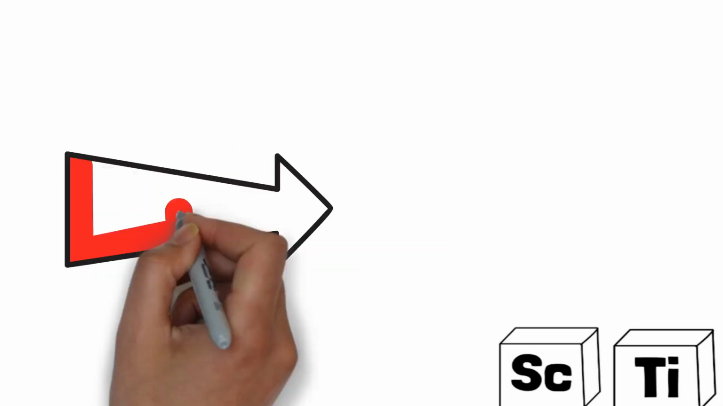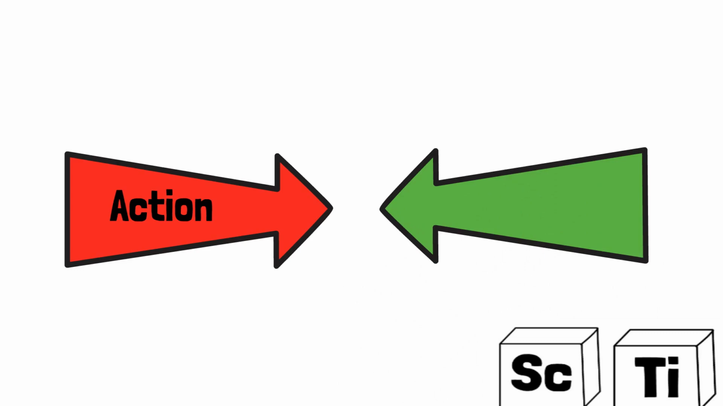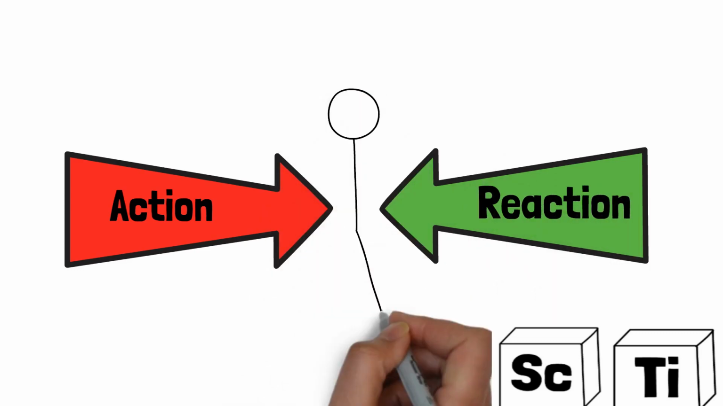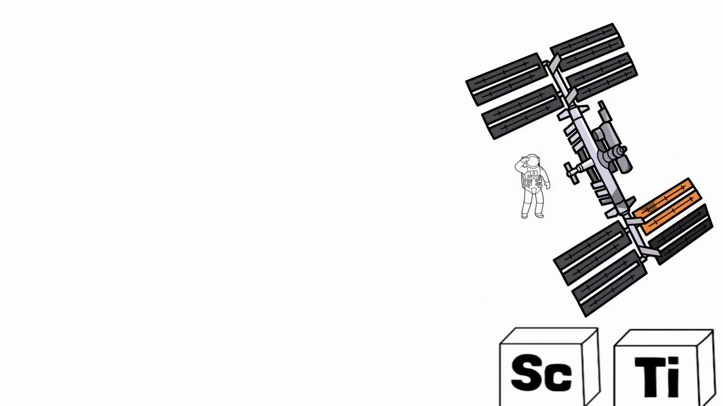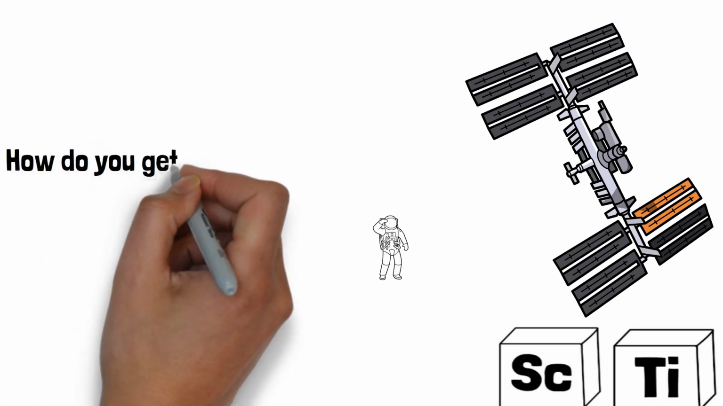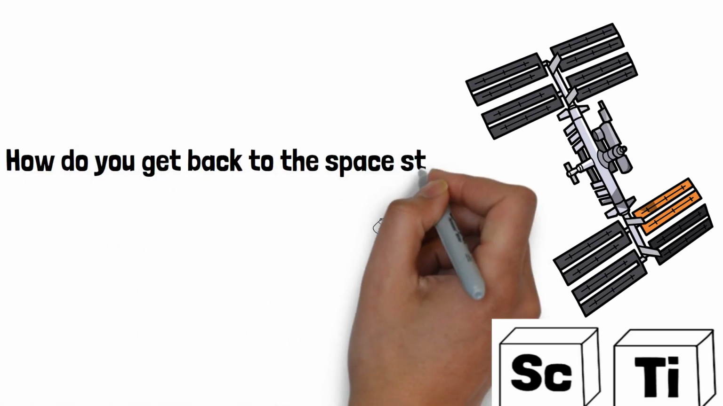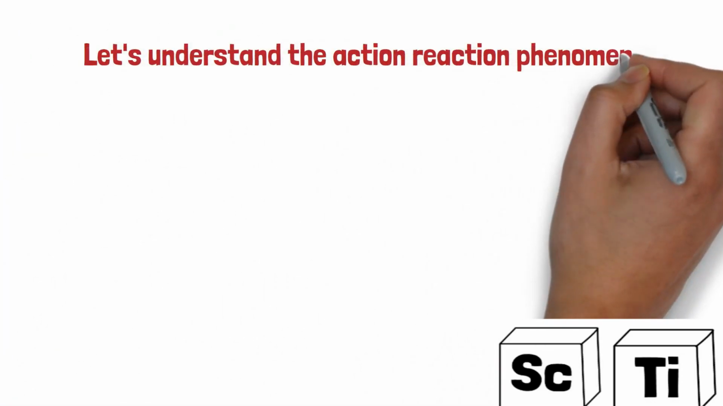We all know about the action reaction phenomena, but have you ever wondered what's the science behind this? Let's say you are in space and you start moving away from the space station. And suddenly you realize that your thrusters are out of fuel. And now the question is, how do you go back to the space station without any thrusters? To solve this, let's understand the action reaction phenomena.